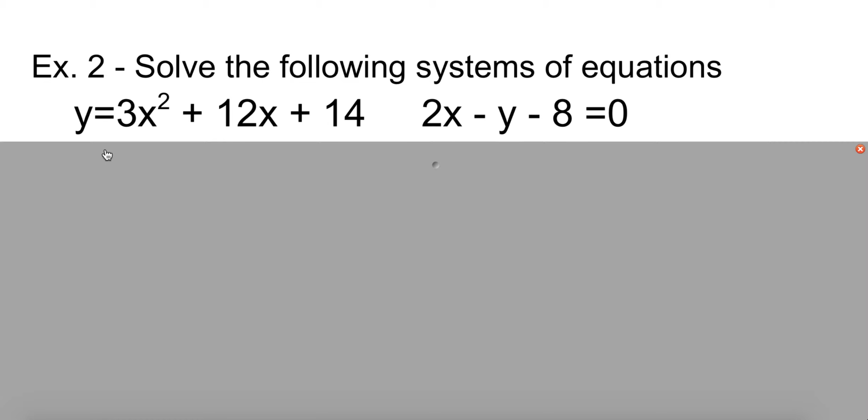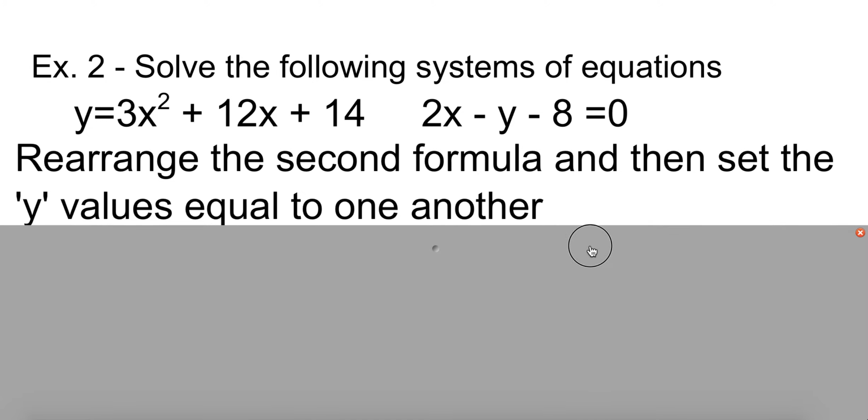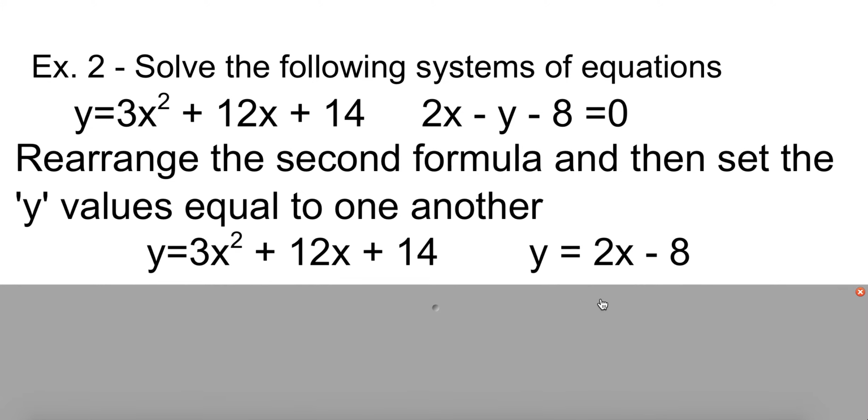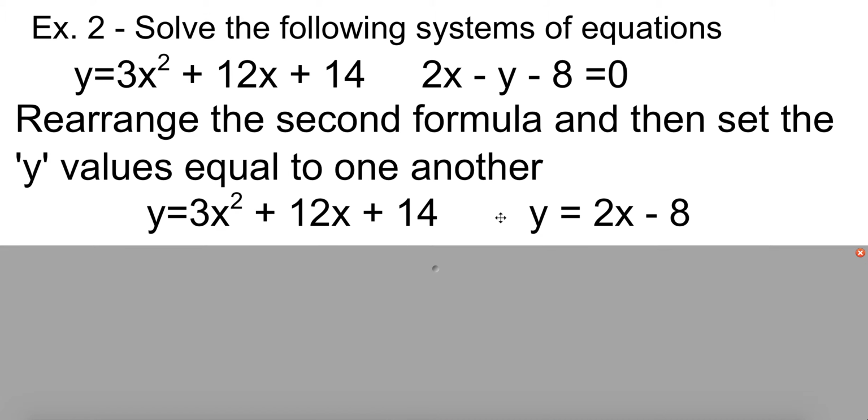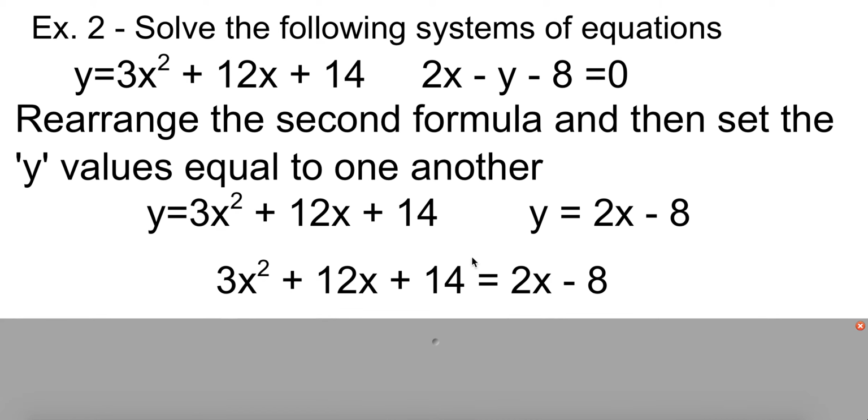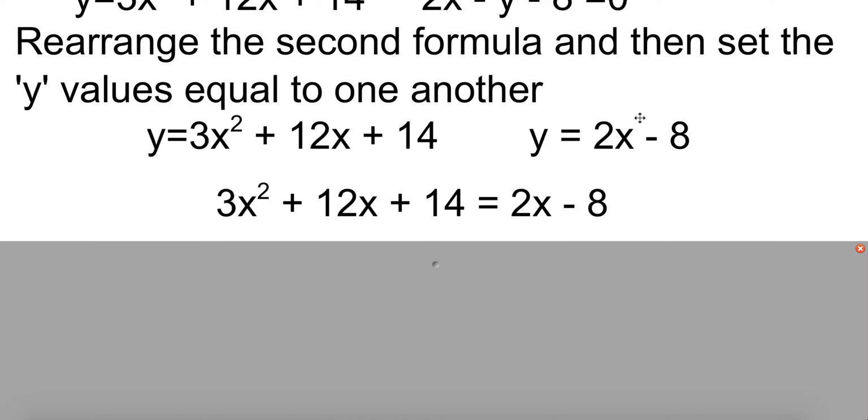Solving this one, so solve this system. We've got 3x squared plus 12x plus 14 equals y, and 2x minus y minus 8 equals 0. Sorry, those are your two equations. In this case, you have to rearrange one of the equations because this one is not equal to y. That's fairly quick. So you just rearrange the second equation. So this is now what we have. You're going to then set them equal to each other. So this equals that.